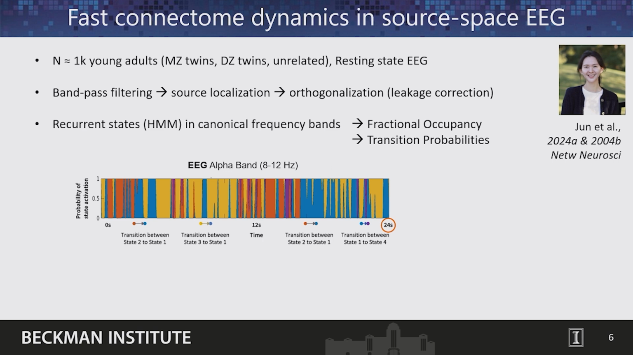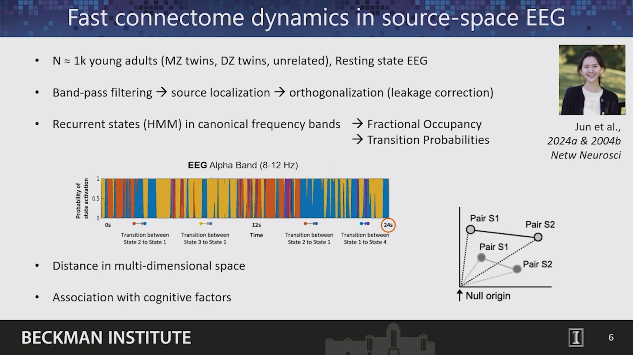And so both of these features, fractional occupancy and transition probabilities, are multidimensional as they are derived from multiple states, and so we can represent every individual participant as one data point in this state space, in this participant space. And then the origin is defined by surrogate data that lack veridical dynamics. And so every individual participant's position relative to that null can also be investigated for associations with cognitive abilities.